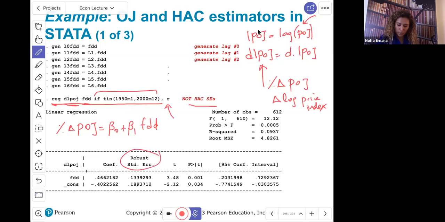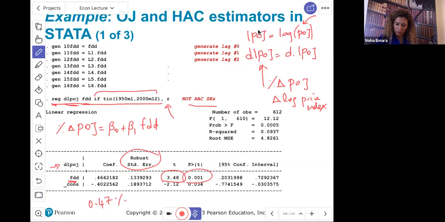What we got here is what we have seen on the slide, which is a 1 unit increase in FDD, where the unit is the day. So a 1 day increase in FDD increases the percentage of the price by about 0.47%. So the freezing degree days increases the price and has a statistically significant impact at the 1%. All right, this number is less than 1%.